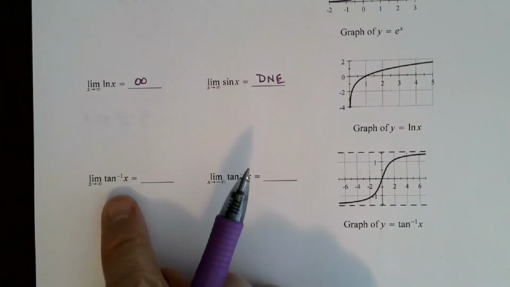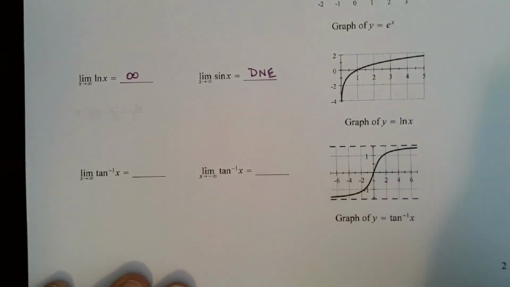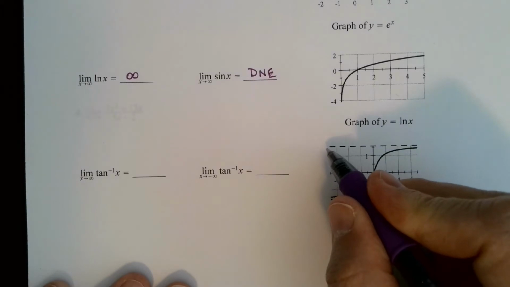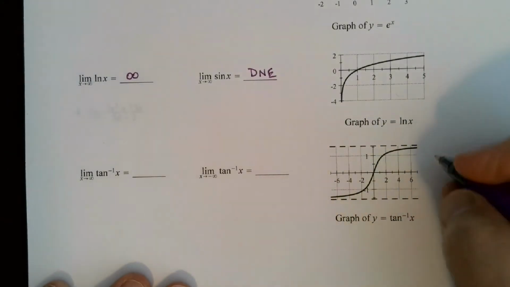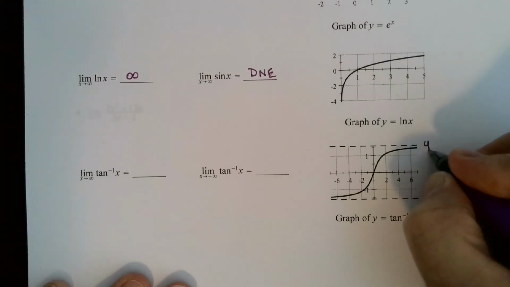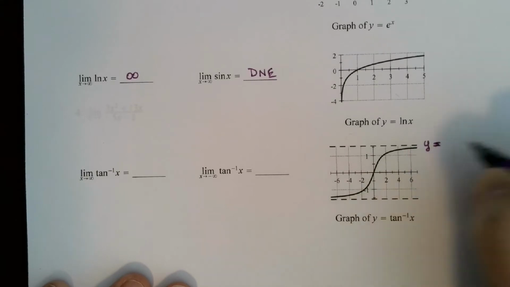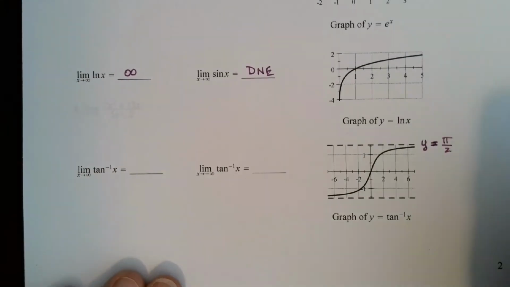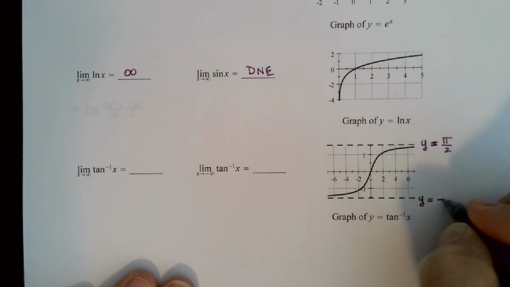Now, the inverse tangent function or arctangent function is important. Here's the graph of it. And it has horizontal asymptotes right here. Does anyone know what that is? Y equal what? It looks like about 1.5 something. Well, it turns out it's y equal pi over 2. That corresponds to the vertical asymptotes for the tangent function, right, at x equal pi over 2. This one is y equal -pi over 2.